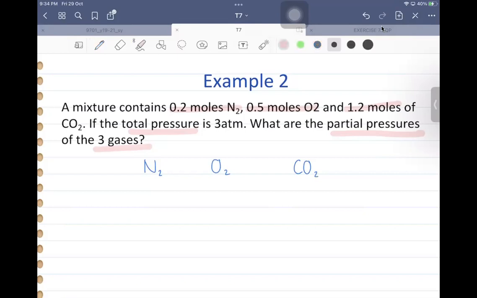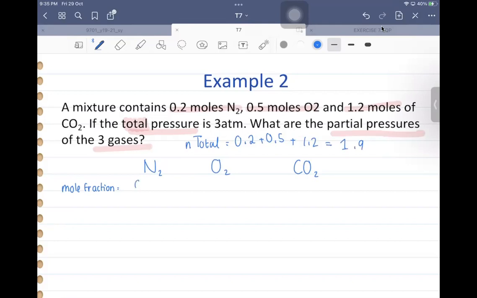Okay, so you can see that my total pressure is given as 3 atmosphere. First, I need to know my mole fraction. Well, you can do this all in one line. Mole fraction is the proportion of each gas out of the total number of gas. So my total is when I add up the number of moles of all the gases: 0.2 for nitrogen, 0.5 for oxygen, and 1.2 for carbon dioxide. That should give me 1.9.